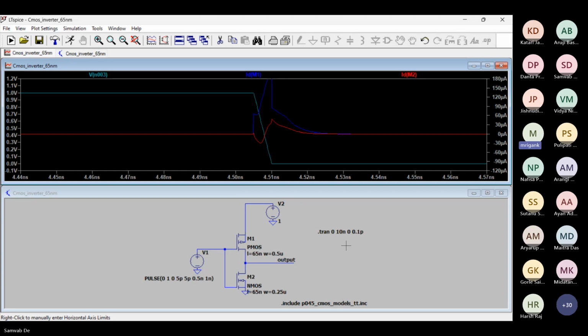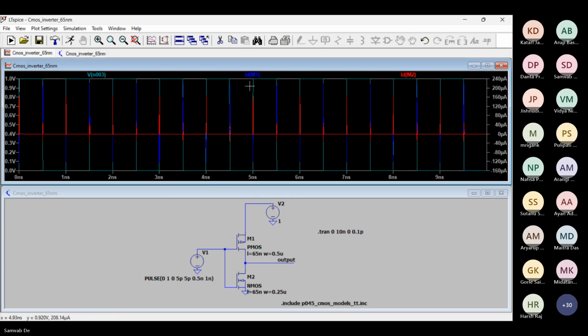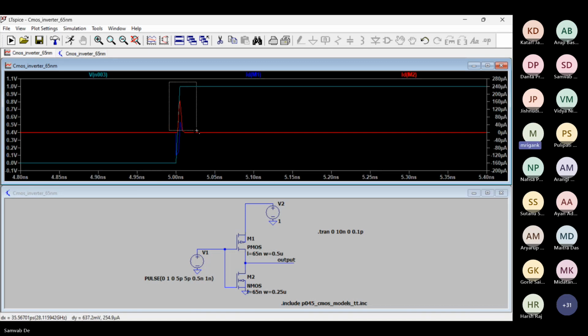So maybe some more points are coming. Here again you can see that the relative magnitude of the second MOSFET's current is slightly reduced. This is the falling edge. Here the PMOS current should be more and the NMOS current should be lesser. So here we can see the second peak is slightly lesser. Likewise, go to the rising edge. Falling we have already.